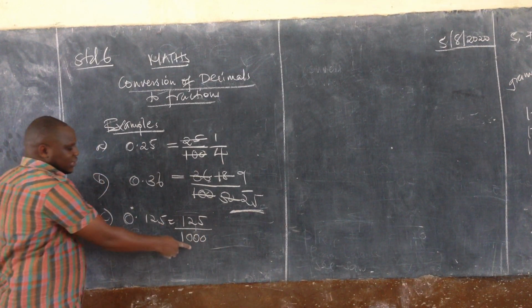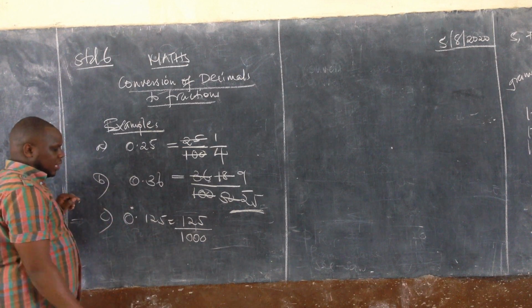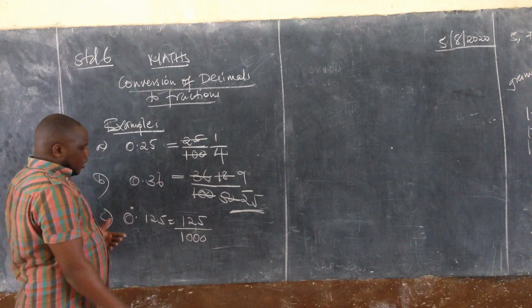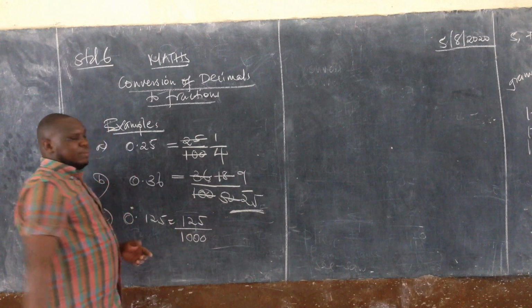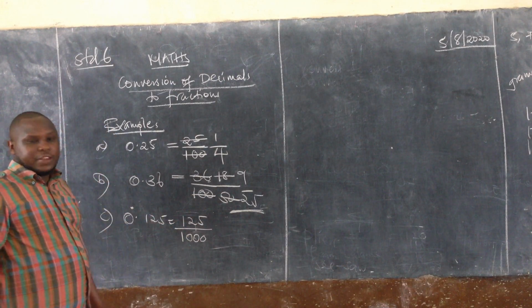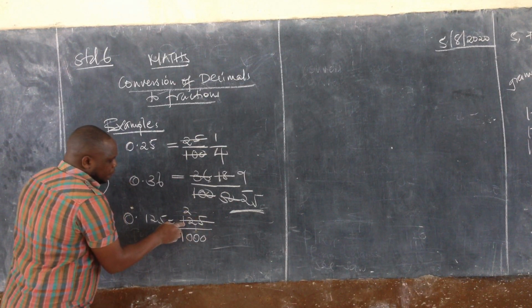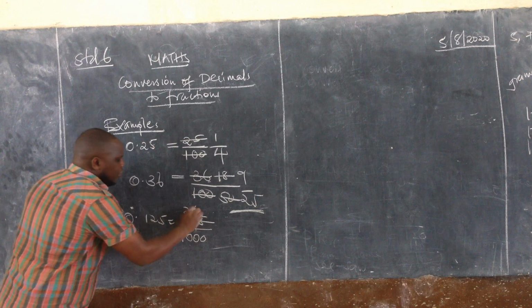So which number has 3 zeros? 1,000. From there, Lana, you go ahead and start simplifying. Because this number is 5 and this is 0, meaning that these numbers can be divided by 5. So divide by 5, here you get 25 and 200.